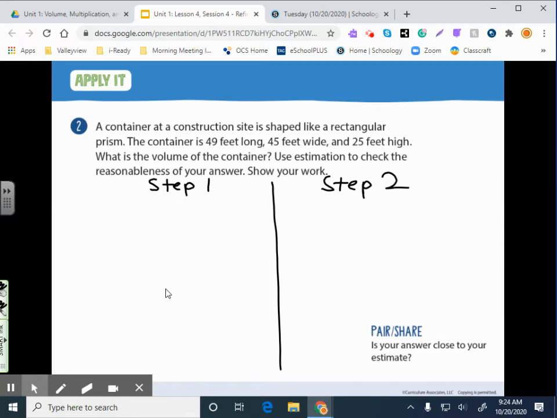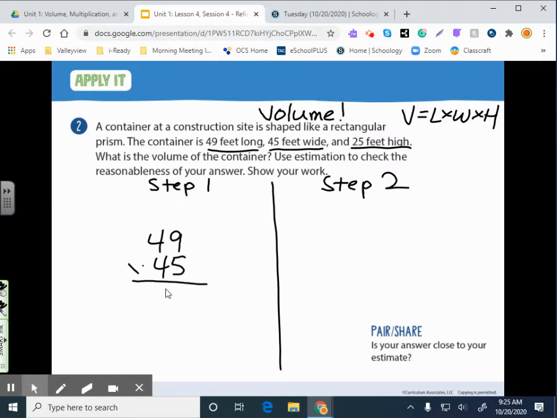The container at the construction site is shaped like a rectangular prism. Well, I see that word, rectangular prism, and I think of volume. Plus, not to mention the fact, you've got length, width, and height right there. That should trigger your brain to think of volume equals length times width times height. It sure triggered mine. All right, so the first step is to grab any two numbers. We're just going to go with the first two, 49 and 45. And we're going to multiply those two together.